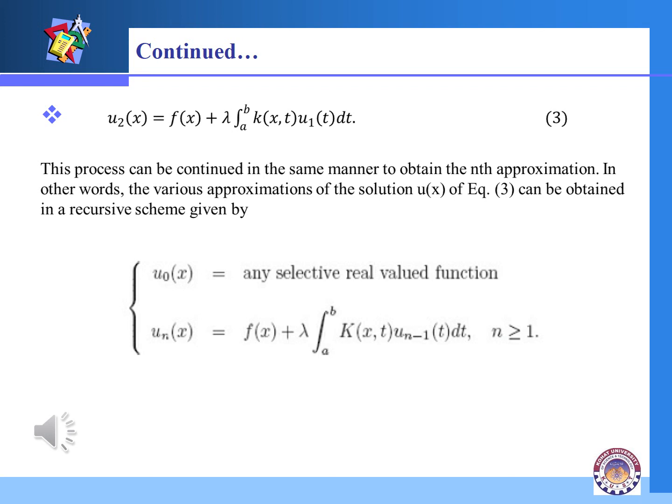In other words, the various approximations of the solution u of x of equation 3 can be obtained in the following recursive scheme, where first we select u0 of x, which is any real valued function, and then we calculate un of x equal to f of x plus lambda integral from a to b k of x,t un minus 1 of t dt for n greater than or equal to 1. Remember, for n equal to 1 we get the first approximation, for n equal to 2 we get the second approximation, and so on.